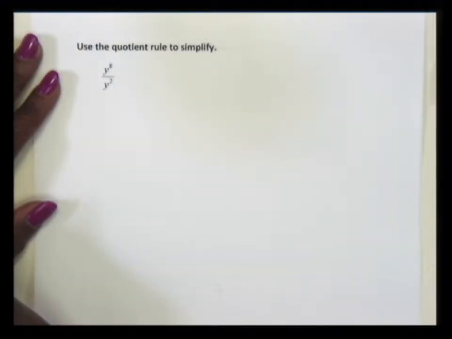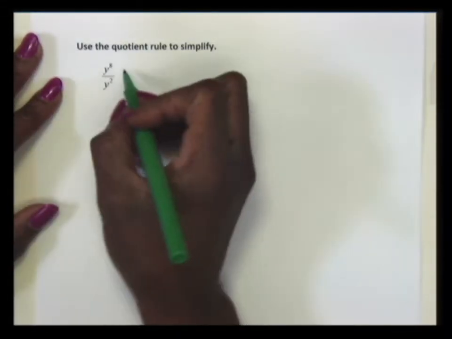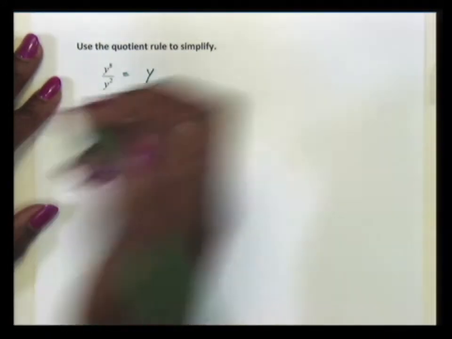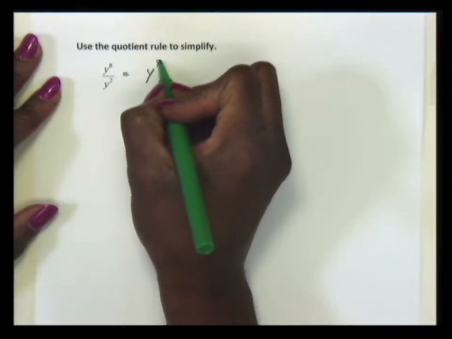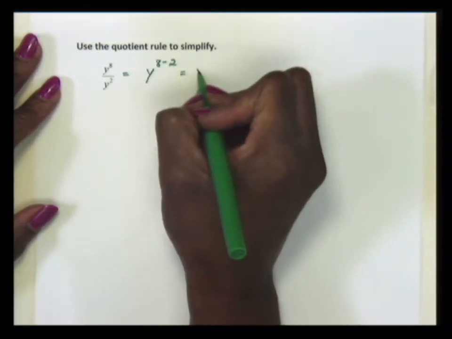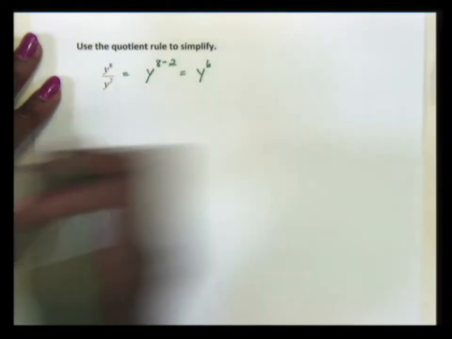Our next example is using the quotient rule. We have y to the 8th divided by y to the 2nd. In this rule, we will keep the base and subtract the exponents. So we will subtract 8 minus 2. This gives us an expression of y to the 6th power.